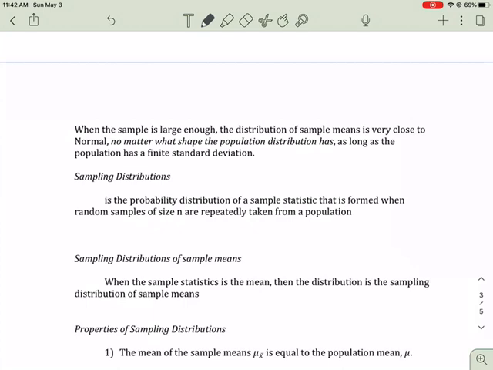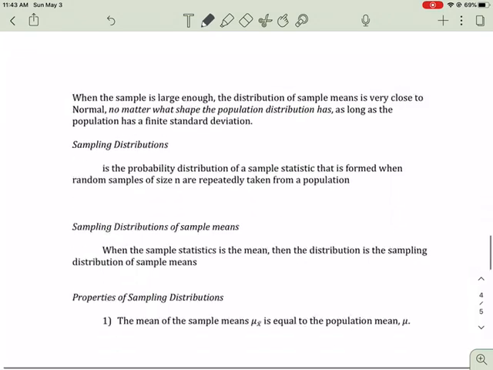Sampling distribution is defined as the probability distribution of a sample statistic that is formed when random samples of size n are repeatedly taken from a population. So in other words, we can have a set of 4 numbers and do sample sizes of 2, find the averages, and we could create these sampling distributions. Now, if we're only looking at the mean, then it's called a sampling distribution of the mean. So this is when the sample statistic is the mean. That's all we're going to concern ourselves with right now.